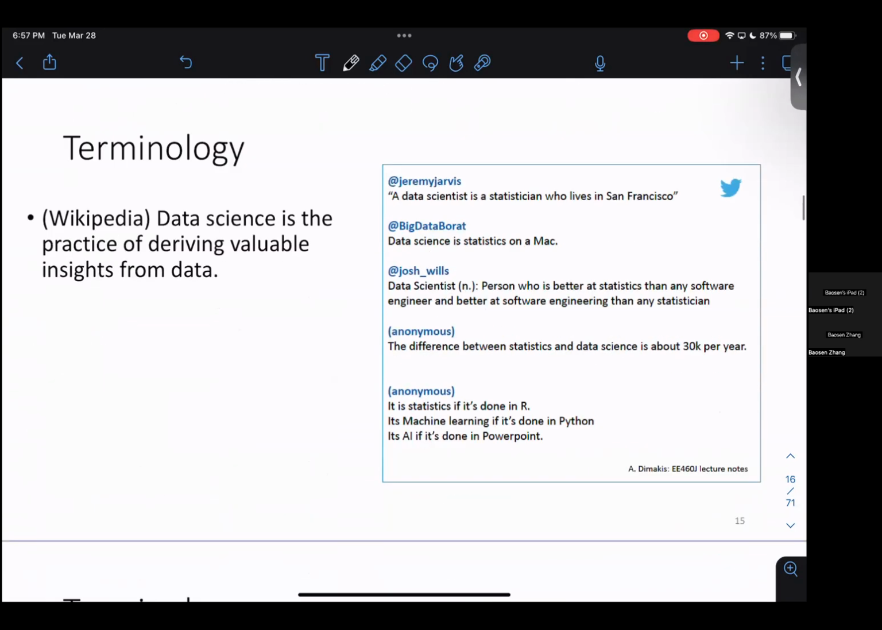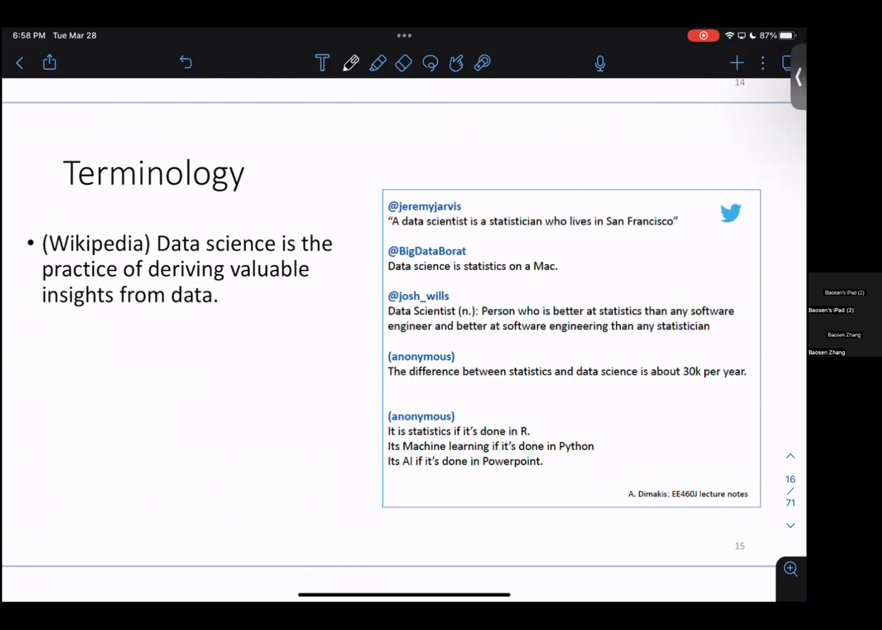Okay, so terminology, basically data science. I got this from the lecture notes. People make fun of what data science is. So for this class, you can think about what we do. Here R is statistics, Python is machine learning, AI is PowerPoint, this kind of thing. So for this class, data science does have a lot of statistics in it.